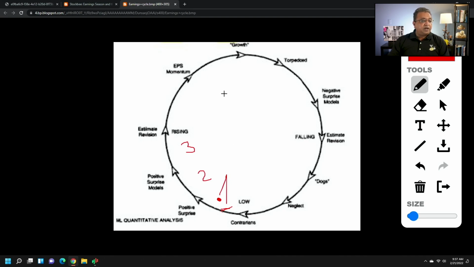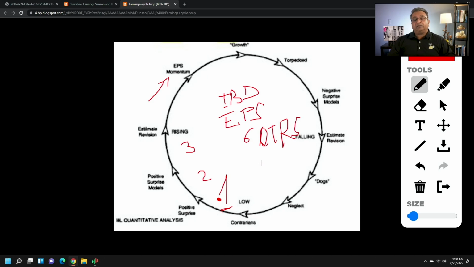Now, if you have heard about IBD, IBD has a rating which is called the EPS rating, right? That EPS rating is essentially an EPS momentum rating. The EPS rating is based on 6 quarters of earnings, and it is a weighted average of those 6 quarters. If a stock has 6 quarters of positive earnings in growth terms, then it will be ranked higher.